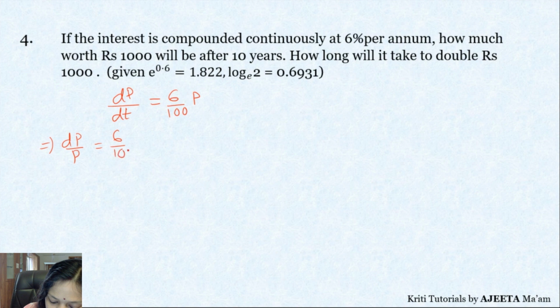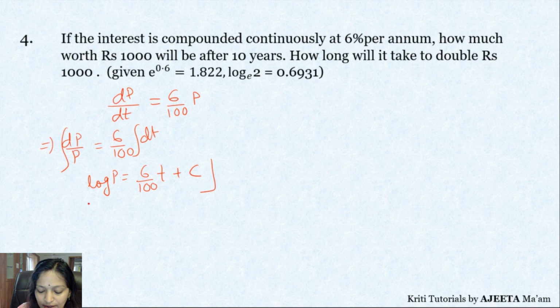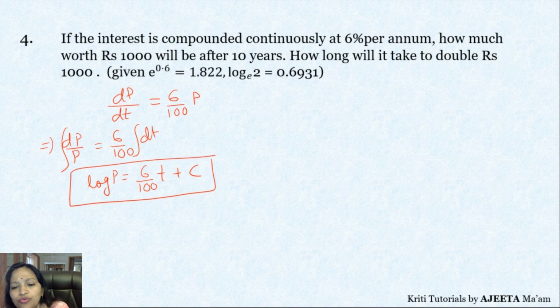6 by 100 dt. Let's do the integration both sides. Okay, so what will you get? Log p is equal to 6 by 100 t plus c, right? So that is our final equation. Now nothing is given to you, only c has to be found. Now let's use the conditions.